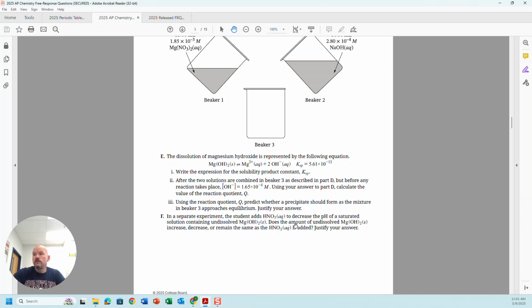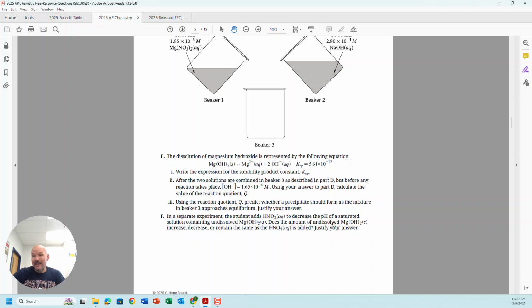So does the amount of undissolved magnesium hydroxide increase, decrease, or remain the same? The amount of undissolved magnesium hydroxide decreases. More of it dissolves. It's just a weird way to word it, but more of it has to dissolve. And the reason is because this is a strong acid. The nitrate's not doing anything, but the H plus will take out hydroxide. So adding the H plus will lower the concentration of hydroxide, causing the reaction to shift this way, causing more of the solid to dissolve.